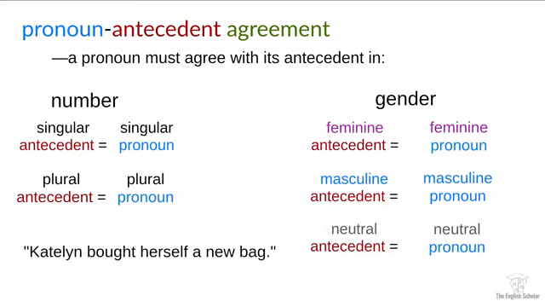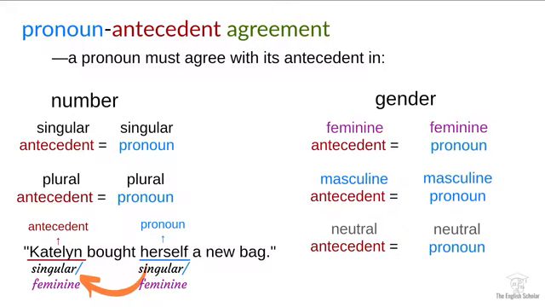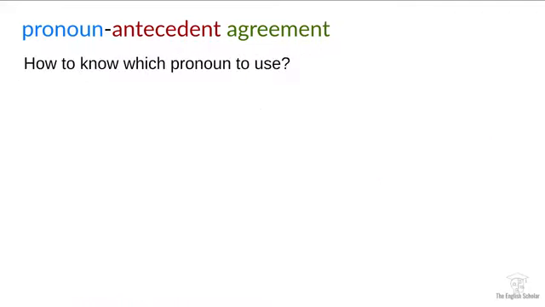As in, if my sentence is this, the pronoun in the later part of the sentence must agree with the word it replaces, which is called the antecedent. So the antecedent is the one being replaced by the pronoun we use. So how do we know which pronoun to use? First, let's remember what a pronoun replaces.